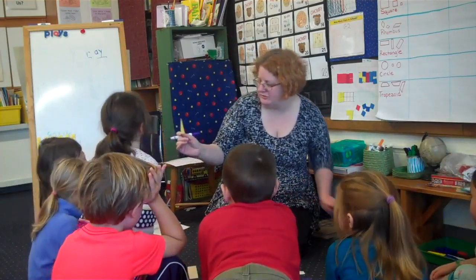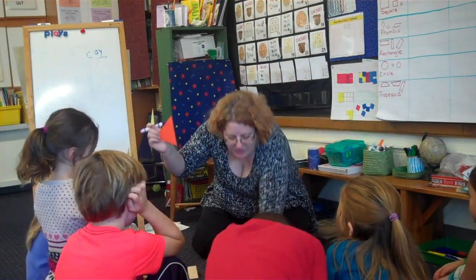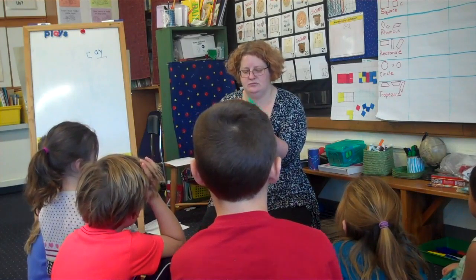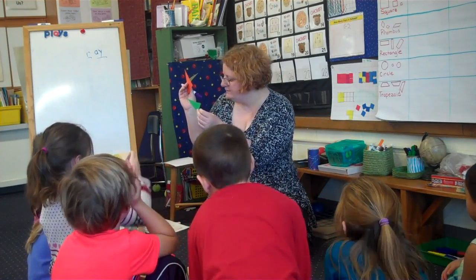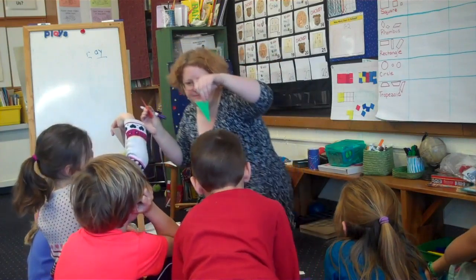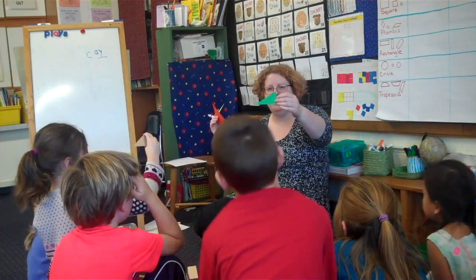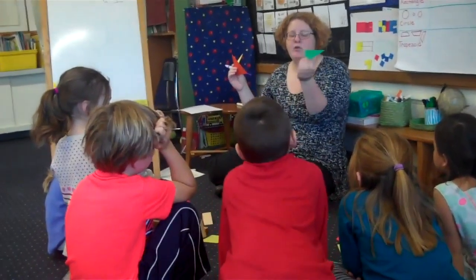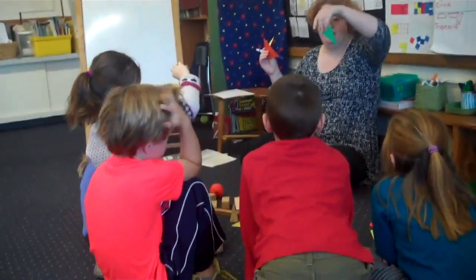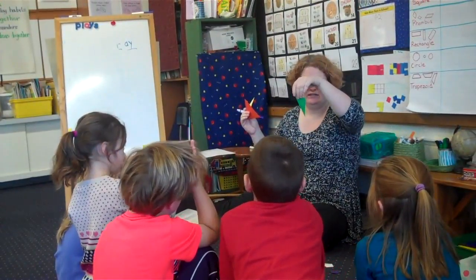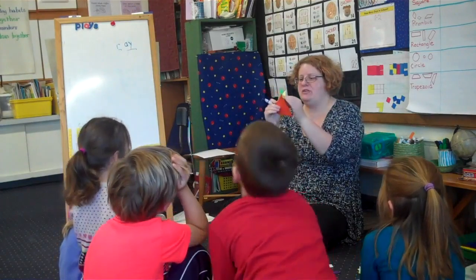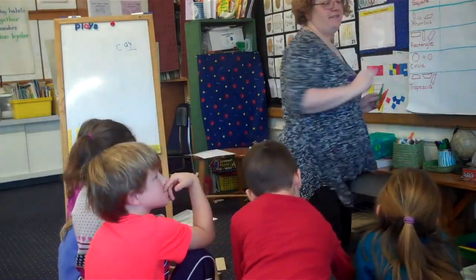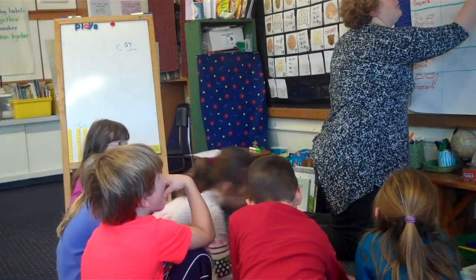So is this a triangle? Yes. Is this a triangle? Yes. Is it a triangle if I do it like this? Yes. What if I do it like this? Yes. Okay, so the orientation, or what direction I'm pointing it in, it's still a triangle. So does the orientation or the direction matter? No. Okay, so a non-defining attribute, something that doesn't matter, is the orientation.